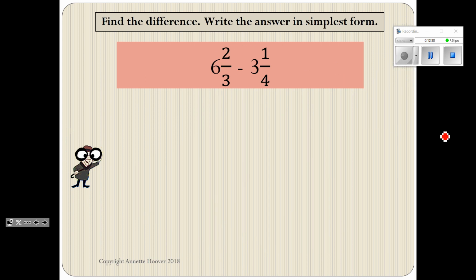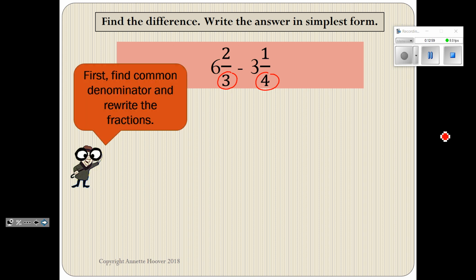Okay, 6 2/3 minus 3 1/4. We can either do this as mixed numbers, or we can turn them into improper fractions to do it. I'm going to keep them as mixed numbers. If I look at the denominators, 3 and 4, the common denominator is 12. So when I rewrite these, I would have 6 still as my whole number and 3 as my whole number. What do I multiply 3 by to get 12? That would be times 4.